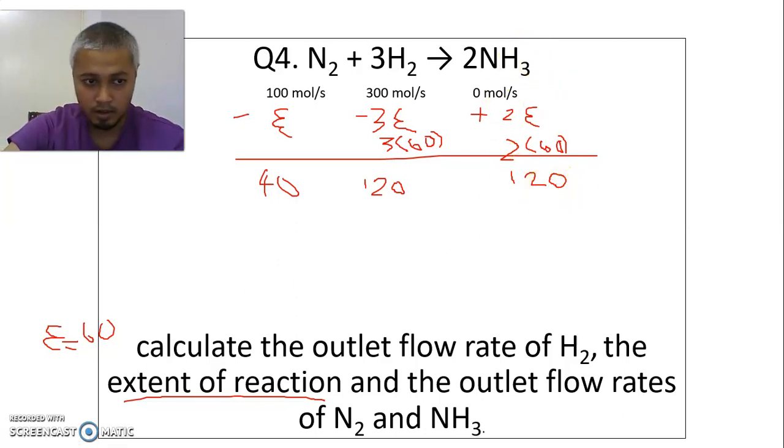So from the question, we have to calculate the outlet flow rate of H2, which is 120. Then the extent of reaction, which is epsilon equals 60, and the outlet flow rates of N2 and NH3. So N2 is 40 and NH3 is 120. So this will be the answer for this question.